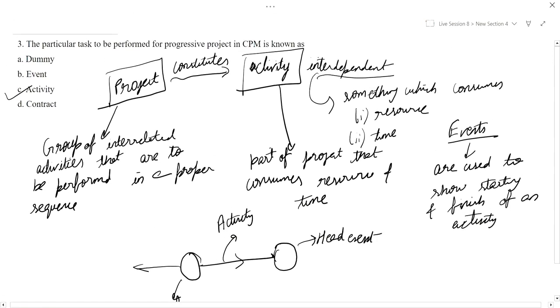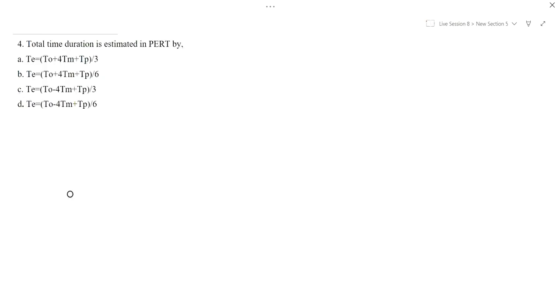So to perform a particular task, we need to identify or carry out the activity. The next question: total time duration is estimated in PERT by, I just discussed this. How do we calculate? PERT is T naught optimistic time, Tm most likely time, Tp pessimistic time.